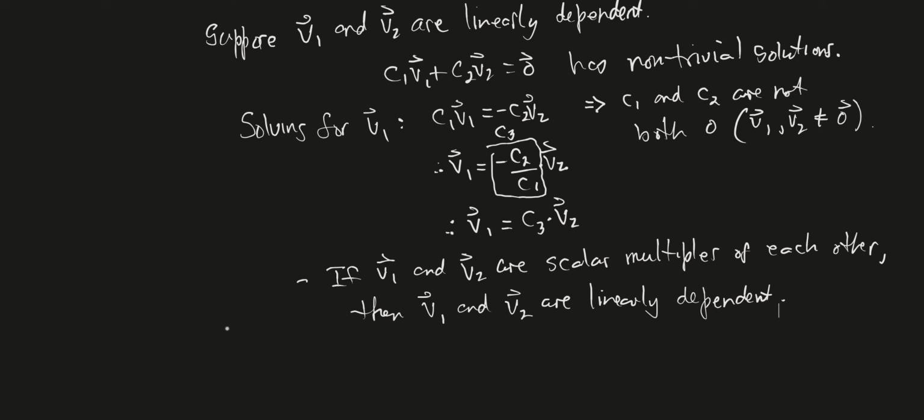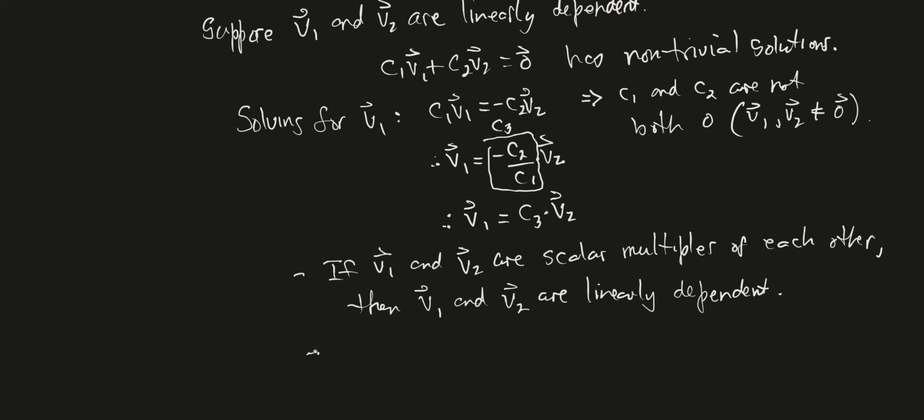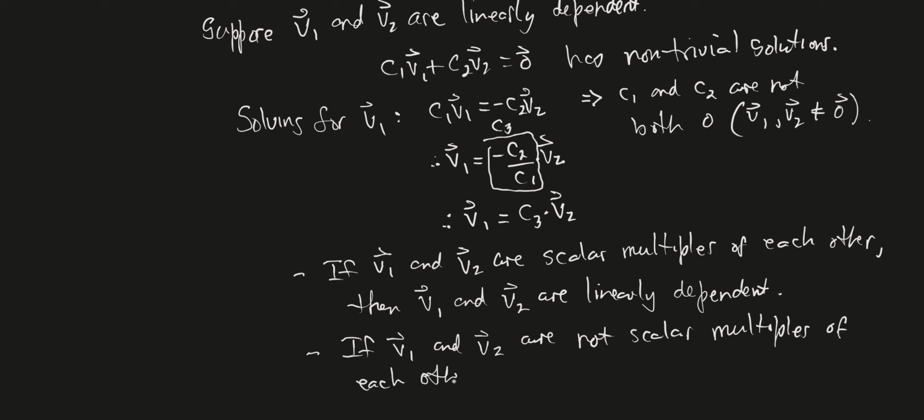And what if they are not scalar multiples of each other? Well, that's the beauty of this. It's either they are or they're not. So if they're not scalar multiples of each other, then the vectors would have to be linearly independent. So if v1 and v2 are not scalar multiples of each other, then v1 and v2 are linearly independent.